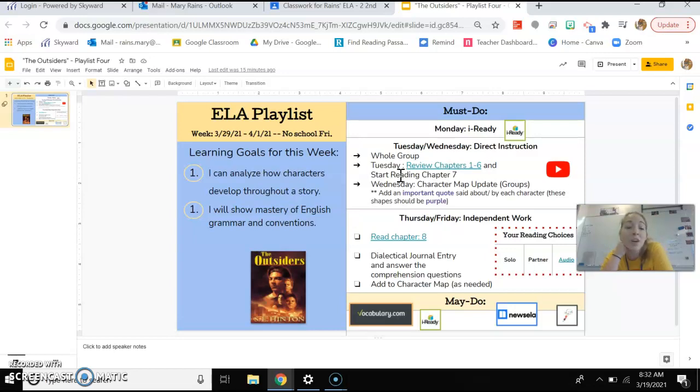Wednesday, we are going to update our character map and we're actually going to get into groups because there's a couple of areas that we haven't gone over for the character map yet. And I think that you guys could probably come up with some pretty cool things together as a group. So we're going to do that on Wednesday. And then I don't foresee that taking the whole class time, but who knows? But you might also have some time to finish up chapter 7 or to start chapter 8 on Wednesday as well.